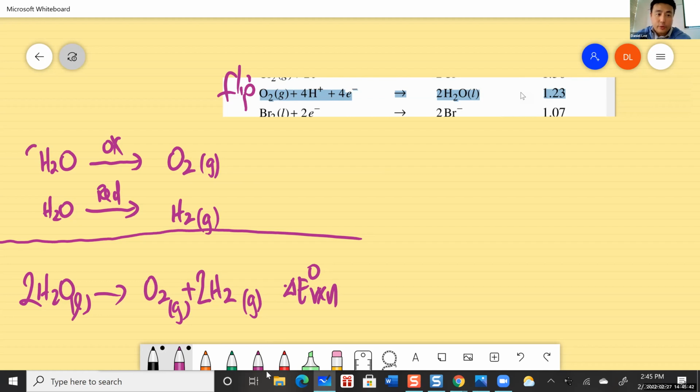And you get 2 water on the left side, and you get oxygen, 4 H pluses, and 4 electrons. And the E value is negative 1.23, meaning that water does not spontaneously become oxygen, right? We know that. We have a bunch of water. Otherwise, you lose water forever.